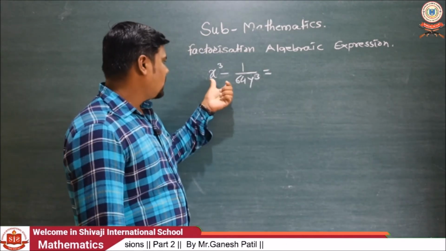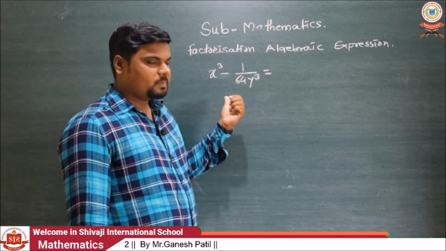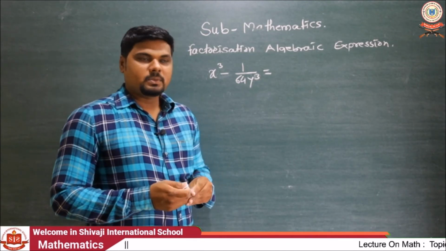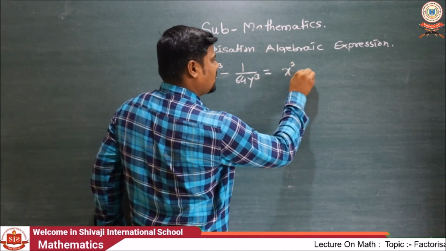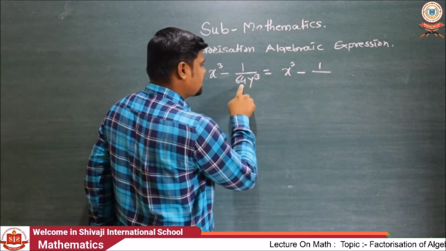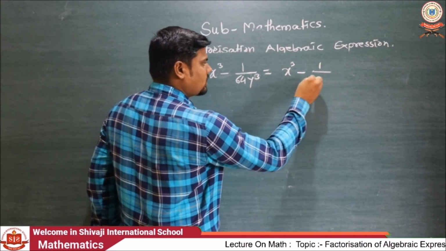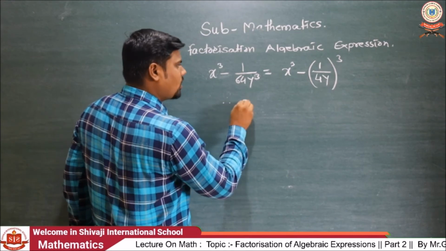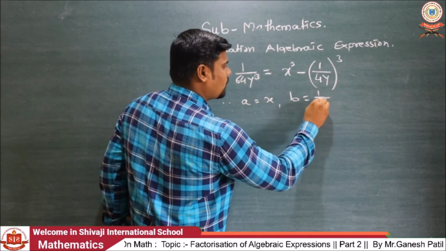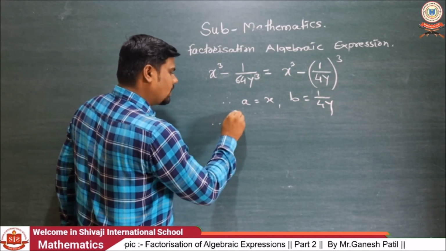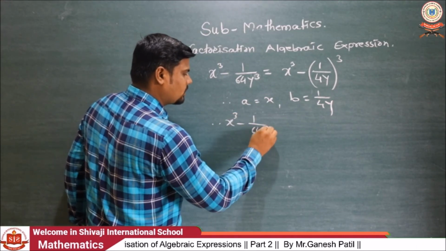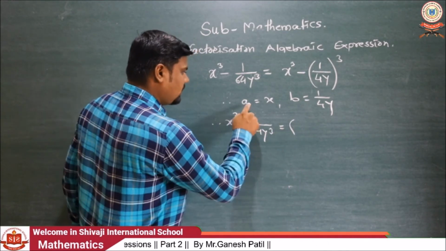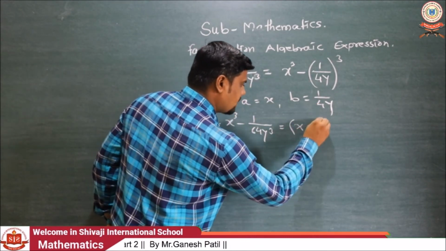See, the given example depends upon the formula a³ − b³ = (a − b)(a² + ab + b²). Okay. We just convert x³ − 1/64y³: the cube root of 64 is 4, so (4y)³. Here the value of a is x and the value of b is 1/4y. Then x³ − 1/64y³ is equal to, in the first bracket, a − b, A means x, minus b means minus 1/4y.